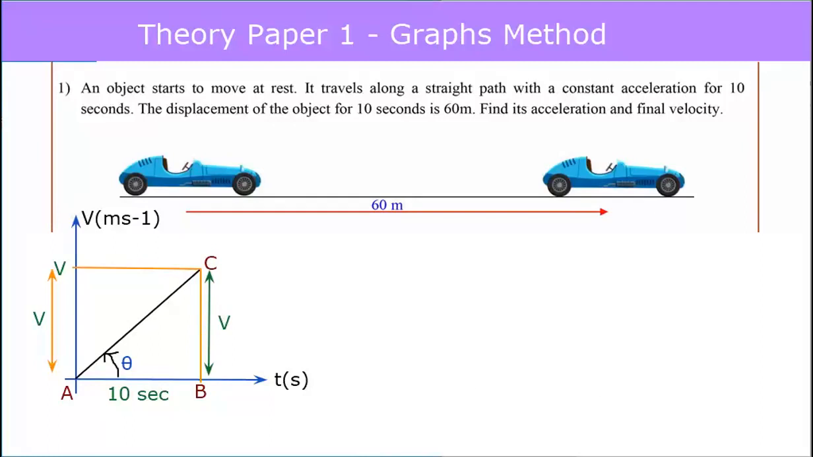Right. What is the equation? What's the formula that we use to find acceleration from a velocity time graph? Tan theta. Very good. Acceleration is the gradient. Gradient is here tan theta. What is tan theta according to the ABC triangle here?